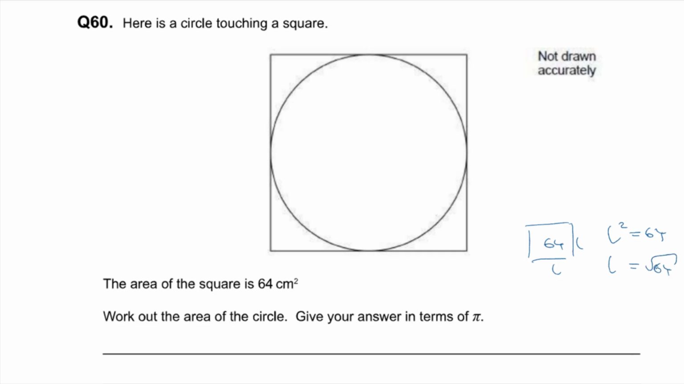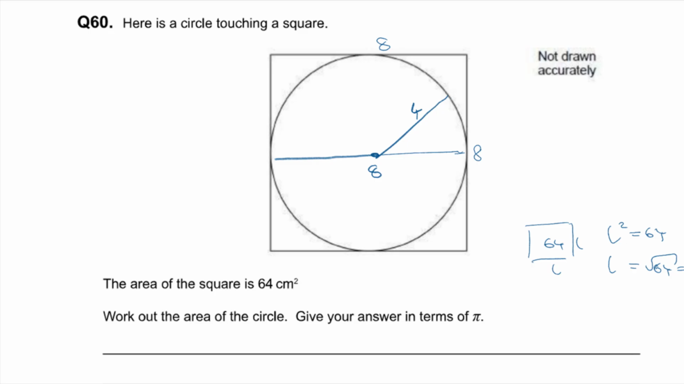So what is the square root of 64? Well, 64 is 8 times 8, isn't it? So the square root of 64 is 8. Okay? So I know then the length of this square is 8. That's 8 and 8. But what we need to know for the area of the circle is the radius. The diameter is going to be 8 as well. But the radius is going to be half that, isn't it? It's going to be 4. Okay, so 4 is the radius of this shape.